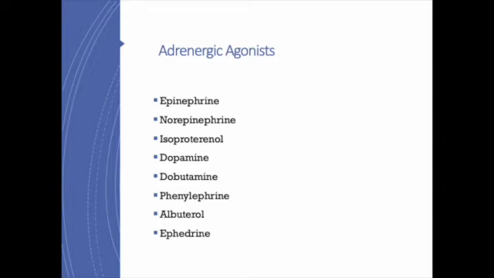Here again, just quickly, is that list of adrenergic agonists that we've been talking about: epinephrine, norepinephrine, isoproterenol, dopamine, dobutamine, phenylephrine, albuterol, and ephedrine. Take a moment to see if you can perhaps recall through memory which receptors are selective and which are not for each of these drugs.